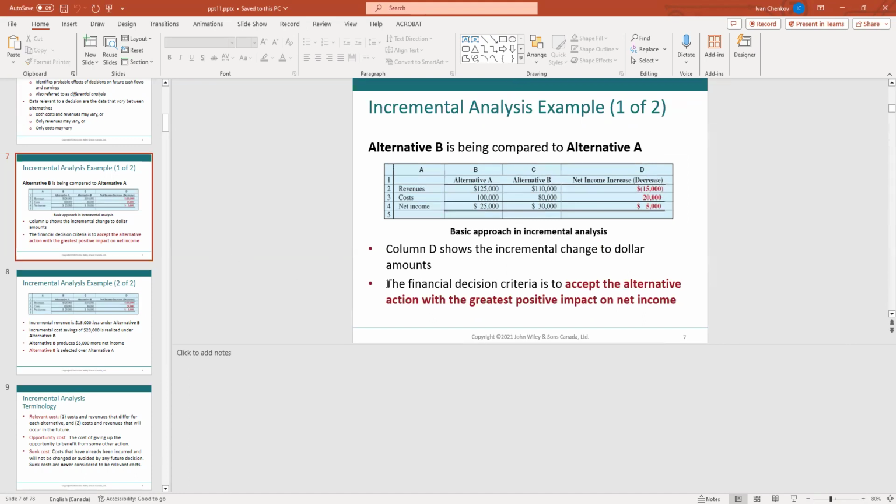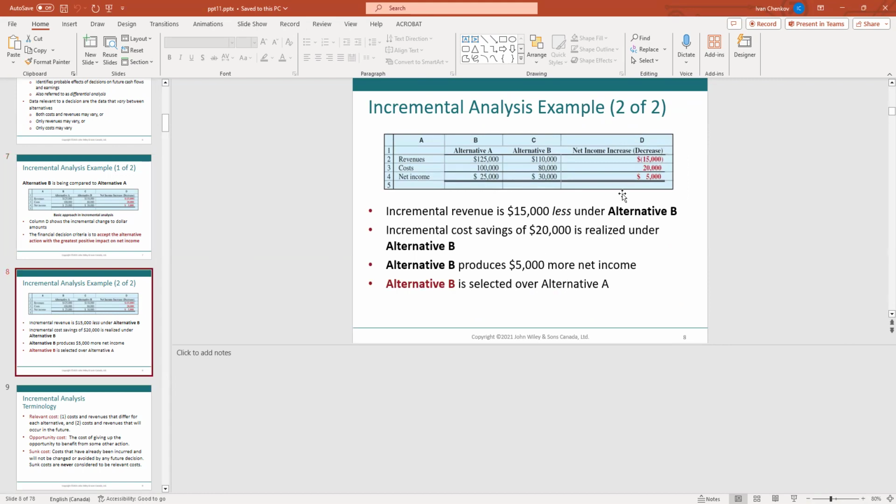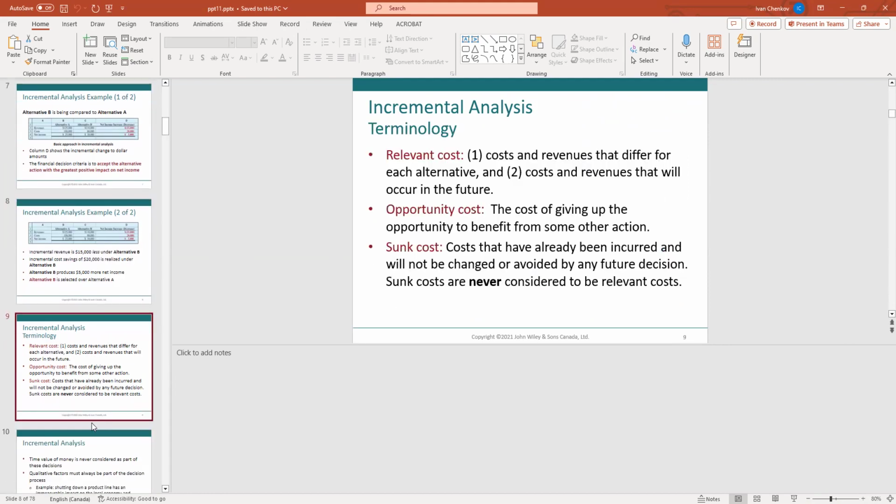Awesome. On the incremental analysis, we're just comparing alternatives and getting the difference between one alternative and another alternative, and seeing the effect that that alternative is going to have on us. We have to take into consideration for different purposes, different costs, but for the decision making, first we're going to focus on the relevant cost, the cost and revenue, which are different between one alternative and another alternative, and the cost and revenue that's going to happen in the future. Those are the ones which are relevant for us.